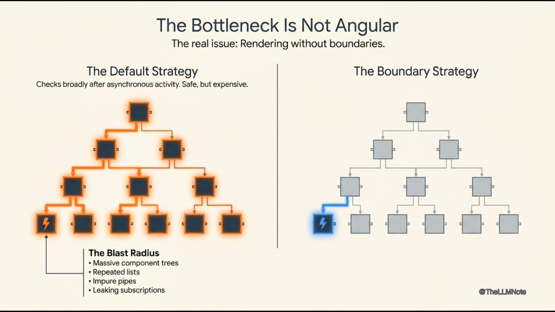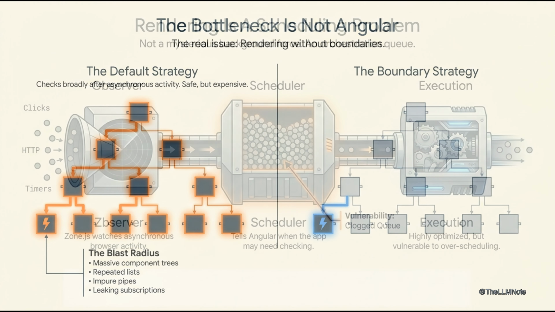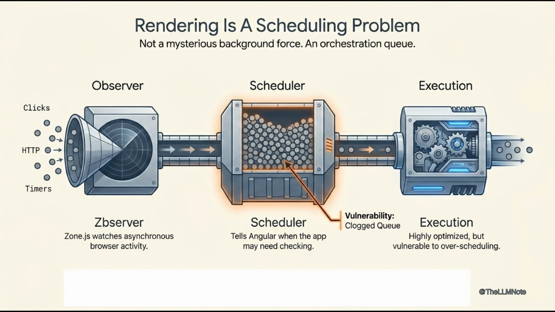Most slow Angular screens are not slow because the framework failed. Next, they are slow because rendering has no boundary. Importantly, the default strategy is safe because it checks broadly after asynchronous activity. Thus, safety becomes expensive when large component trees respond to the same trigger.